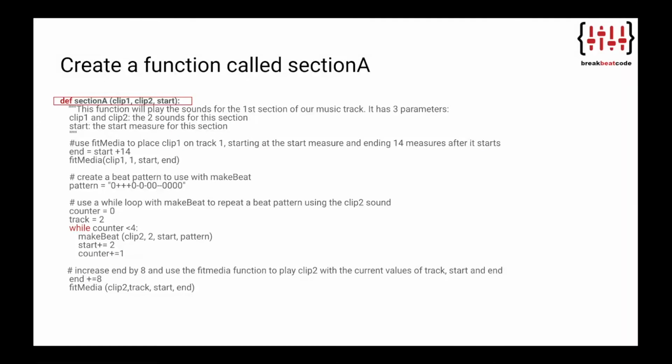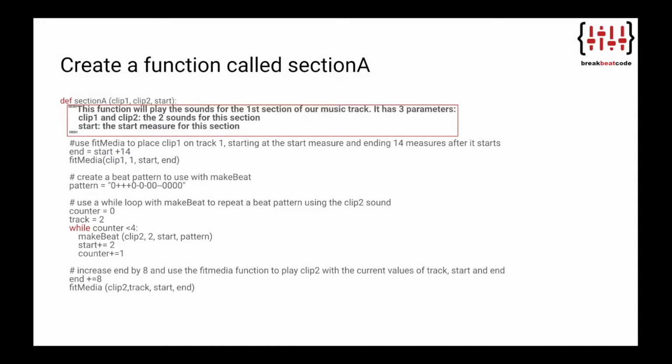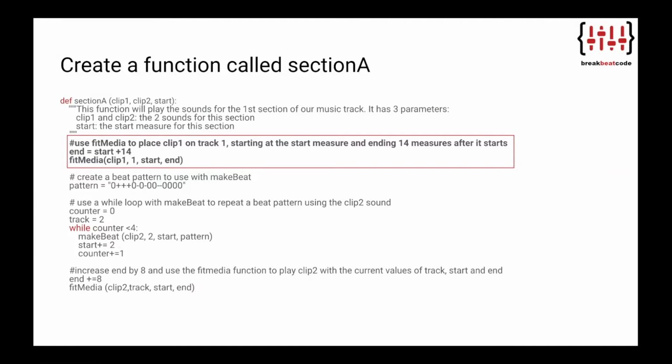Create a function called section A by typing def section A and then in parentheses clip1, clip2, start, followed by a colon. We can see the description of this function in the docstring. This function will play the sounds for the first section of our music track. It has three parameters, clip1 and clip2, the two sounds for this section, and start, the start measure for this section. We'll use fit media to place clip 1 on track 1, starting at the start measure and ending 14 measures after it starts.